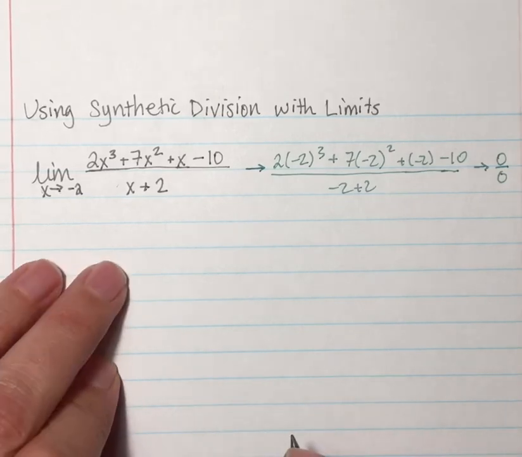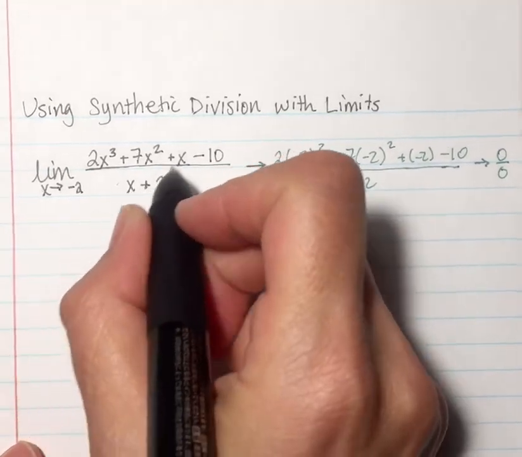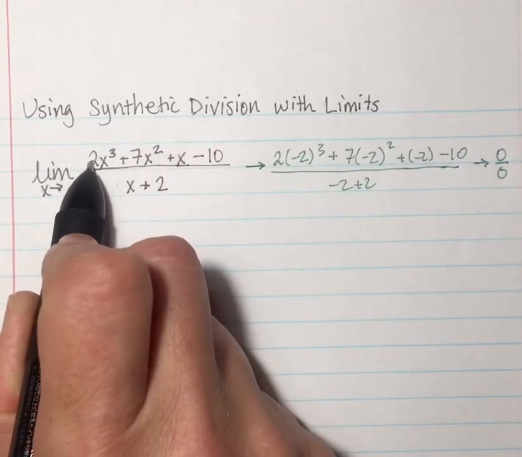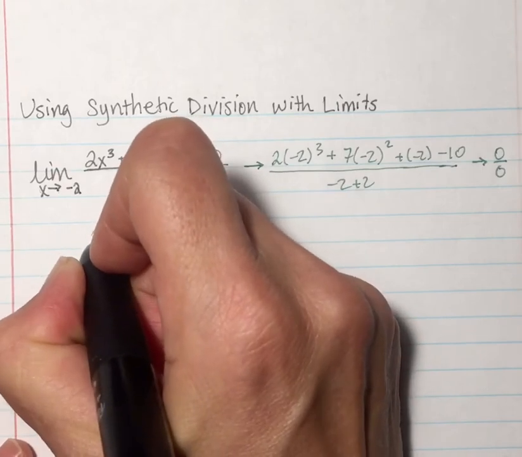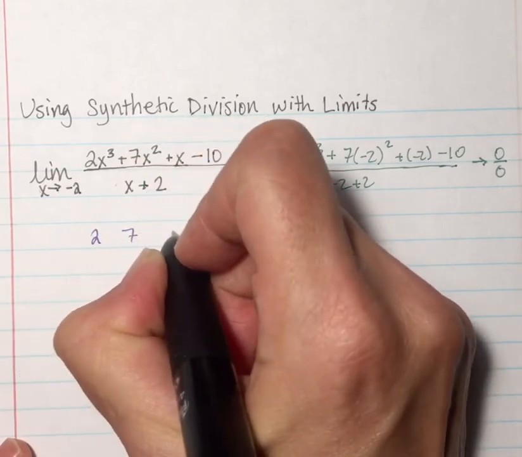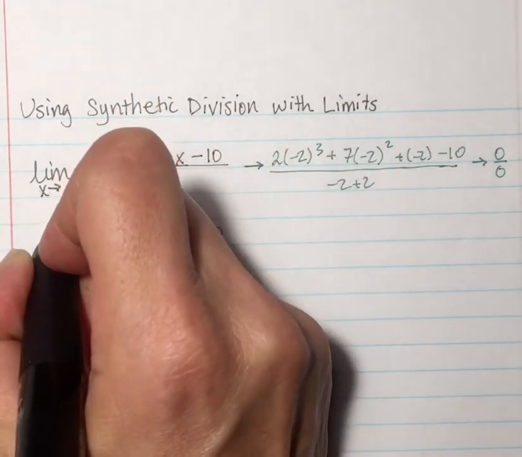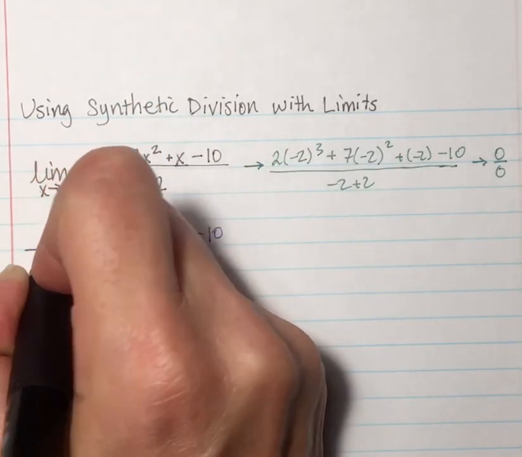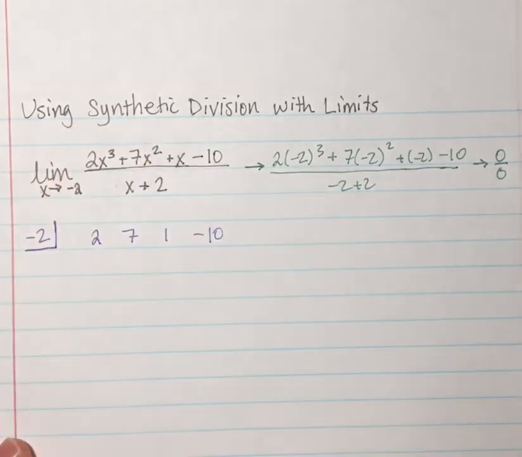But the way to deal with this is using something called synthetic division, or sometimes synthetic substitution. The two words are interchangeable. So the way this works, we'll take our coefficients of that top and write them down. So 2, 7, 1, -10. We also take the number we're plugging in, -2.